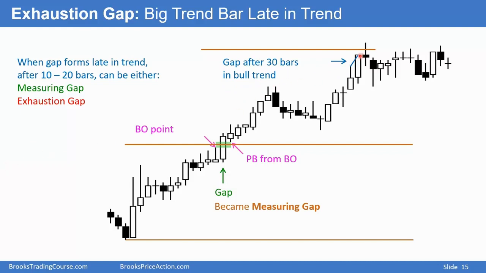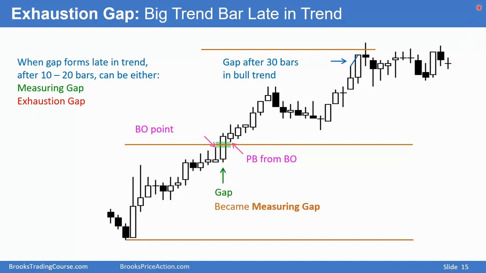We have a bull bar closing above the high of this bar, and therefore it's a gap. But now we're 30 bars into a bull trend, and we're near a measured move target. This is more likely going to be an exhaustion gap, and it will close. More likely to be an exhaustion gap than another measuring gap. And you can see the gap close a couple bars later. The bull trend ended and converted into a trading range.